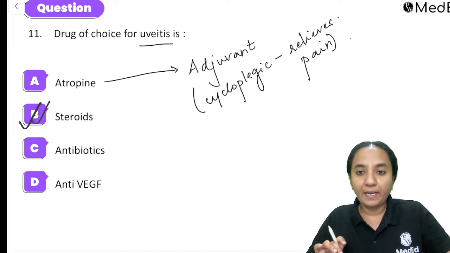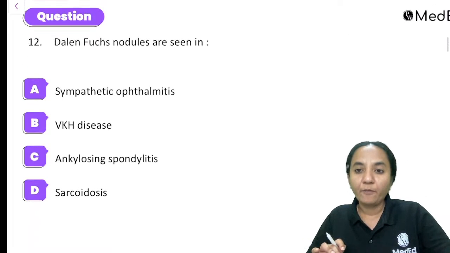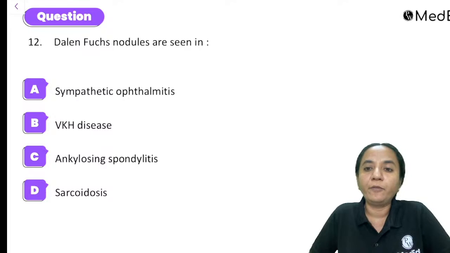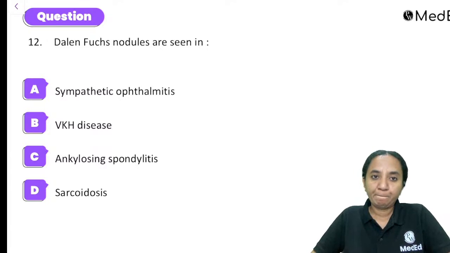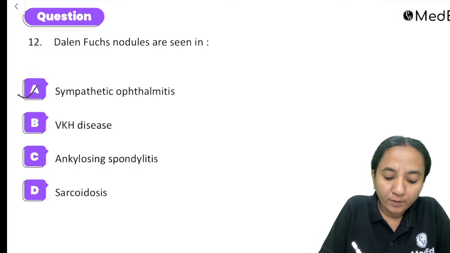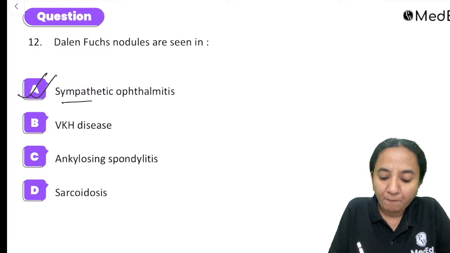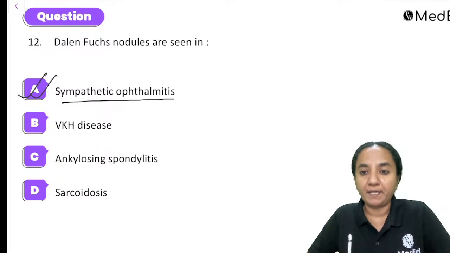Okay? Chalo, let's go to the next one. Where do you get to see Dalen-Fuchs nodules? In which of these conditions? Sympathetic ophthalmitis, VKH disease, ankylosing spondylitis or sarcoidosis. Dalen-Fuchs nodules are typically seen in sympathetic ophthalmitis.